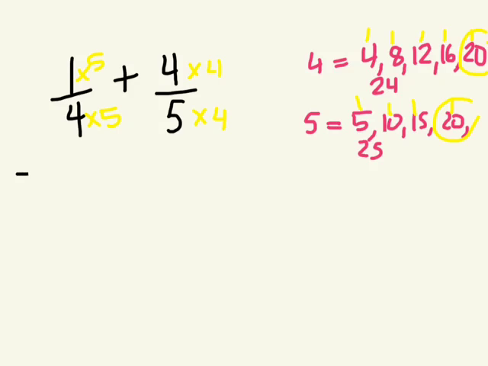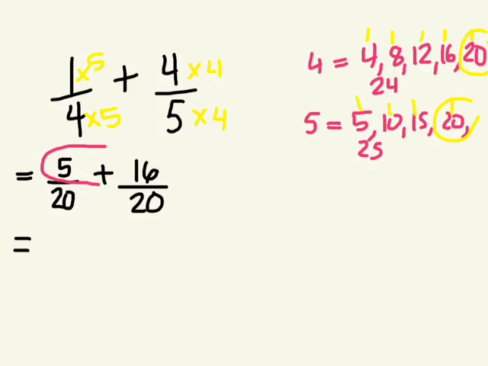So we're going to rewrite this with the common denominator. So 1 times 5 is 5 over 20 plus 4 times 4, 16 over 20. Once you have a common denominator, how do you add fractions? You just add 5 plus 16. Right, we're just adding the numerators. Does the denominator change? No. 16 plus 5? 21.